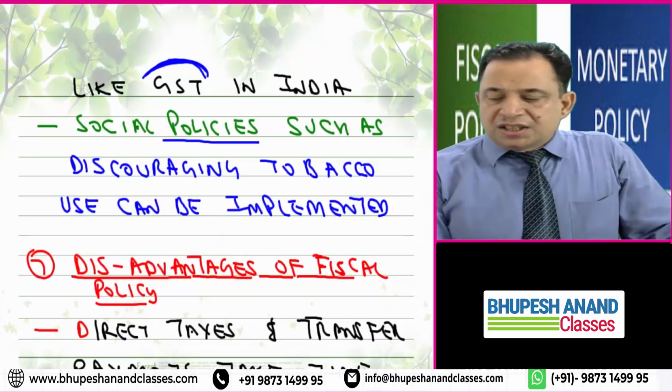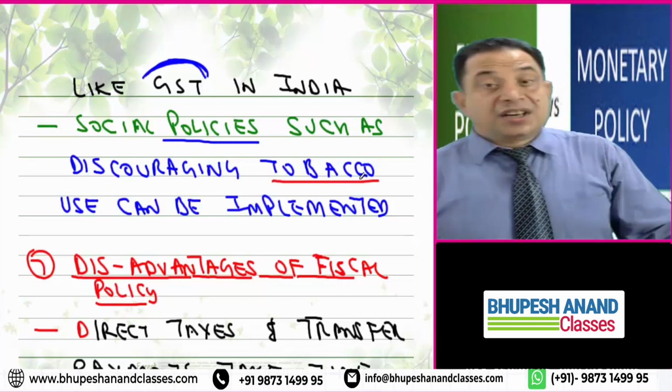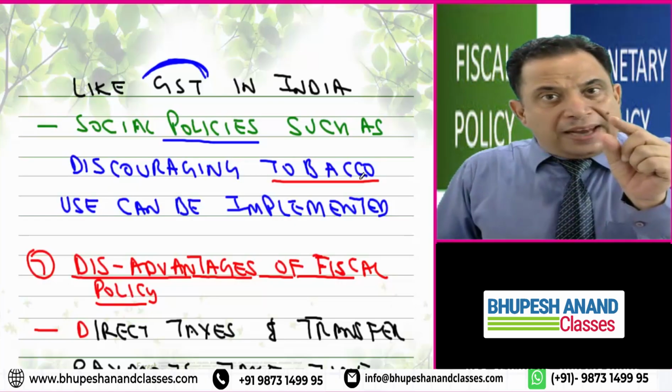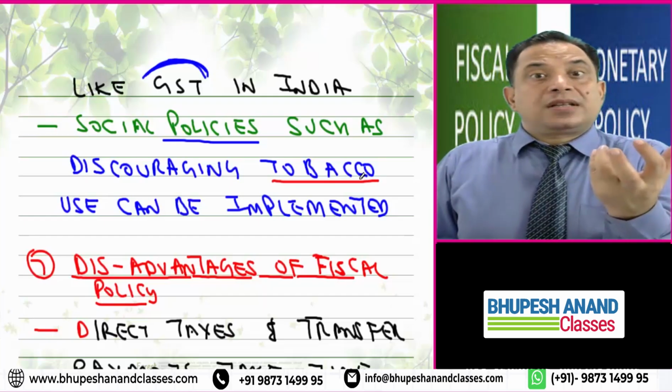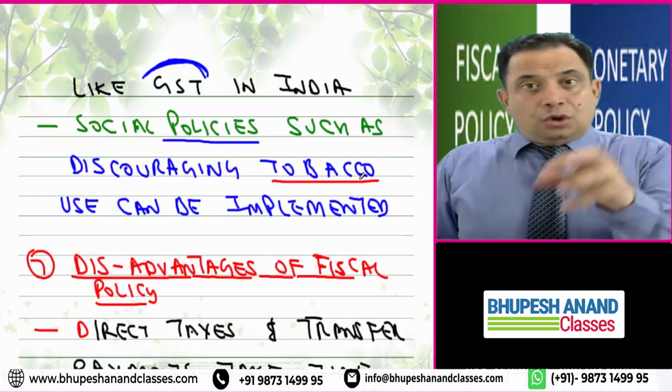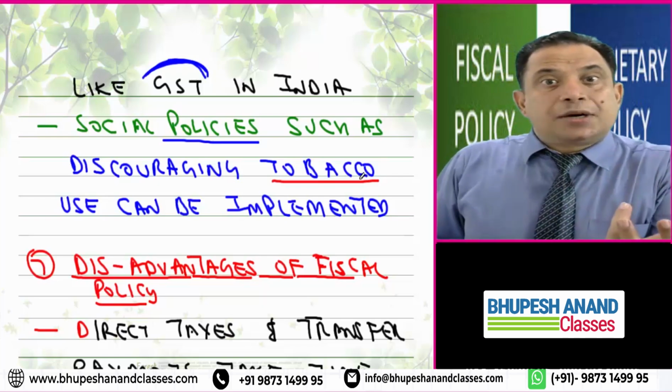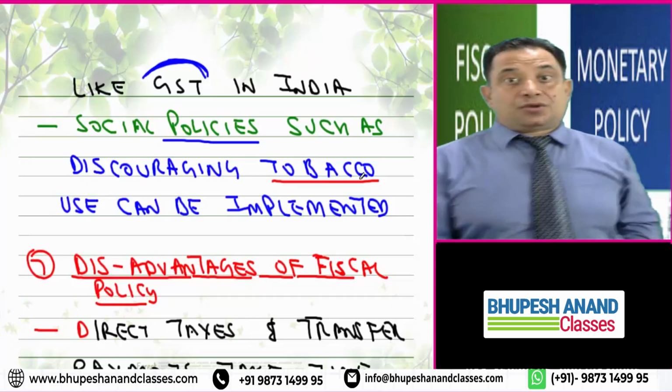Social policies such as discouraging tobacco: we can increase the indirect tax rate and minimize the use of tobacco, alcohol and cigarettes by increasing that. So we can achieve that social objective also. So we are achieving the growth objective as well as the social objective with the help of fiscal policy. These are the advantages. Now what about the disadvantages?